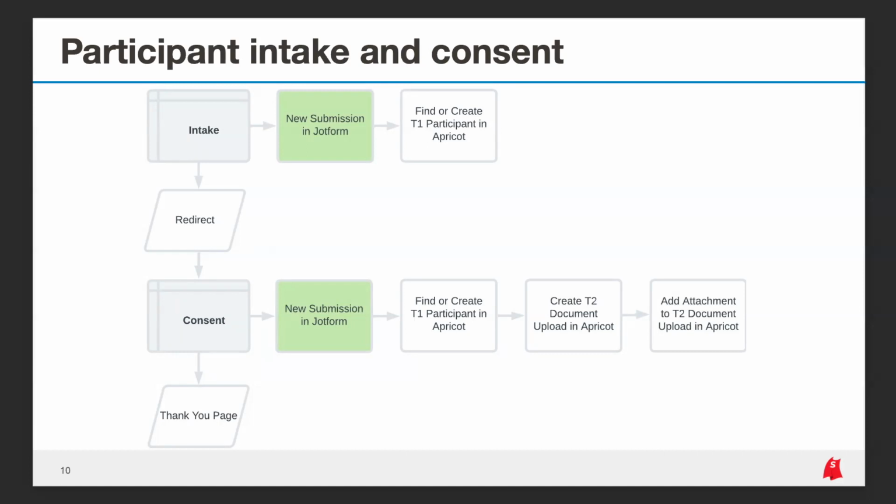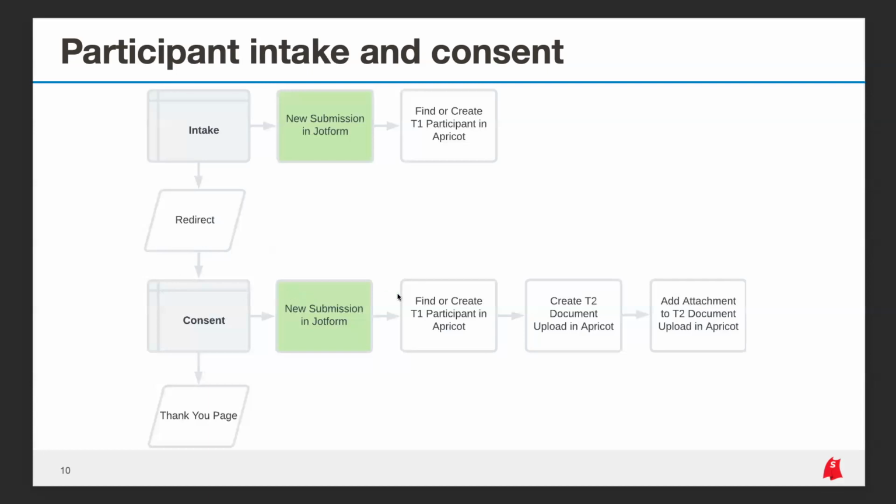With Jotform, we're able to enhance this experience by redirecting the individual directly from the intake form to required consents, assessments, and other data collection forms. For this demo, we will redirect the individual from the intake form to a consent form. Upon submission of the consent form, a Tier 2 document upload record will be created in the participant's document folder and classified as the consent form. Then the PDF of the Jotform submission will be uploaded and attached to the Tier 2 record.